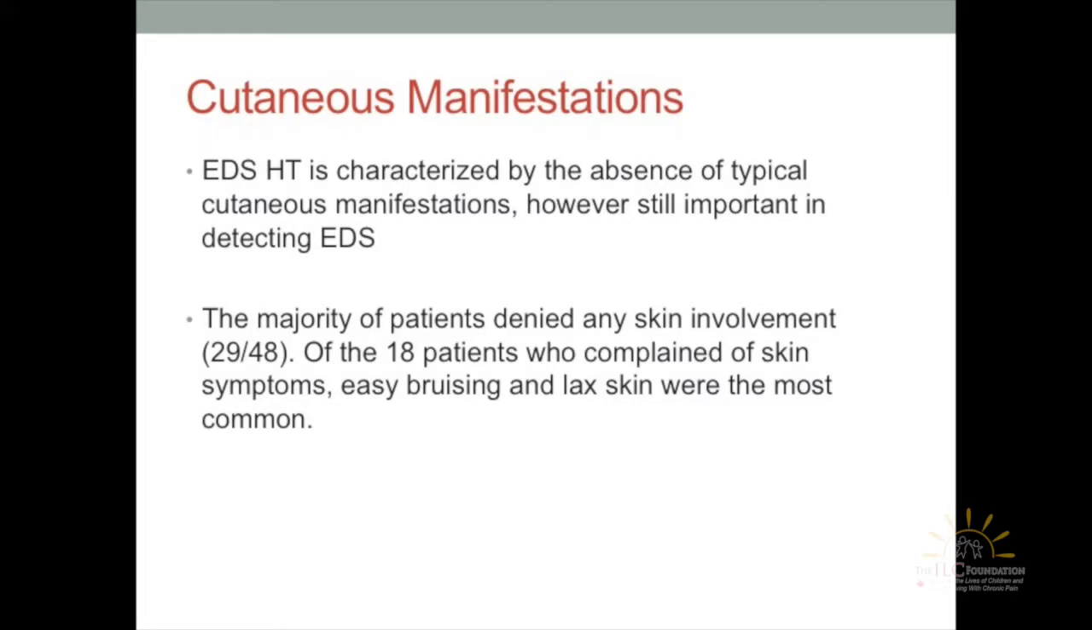In terms of cutaneous manifestations, interestingly, Ehlers-Danlos, the hypermobility type, is characterized by the absence of the typical signs that we usually see in Ehlers-Danlos patients. However, if they do show up in the patient, they're recognized as clinically important in making the diagnosis. So the majority of our patients didn't have any cutaneous manifestations, and of the 18 that did, it was the easy bruising and skin laxity that we often see in other EDS patients.